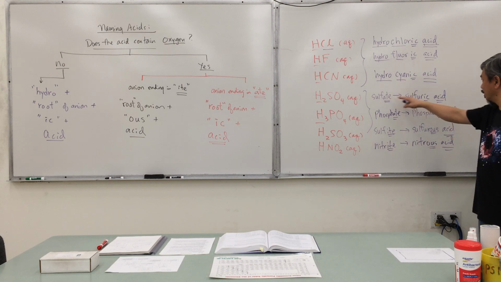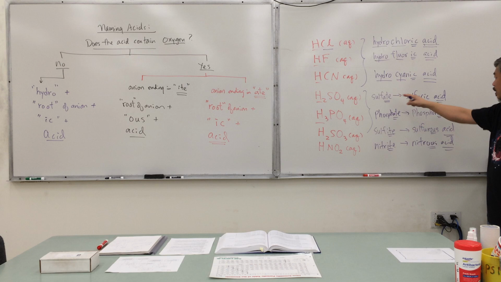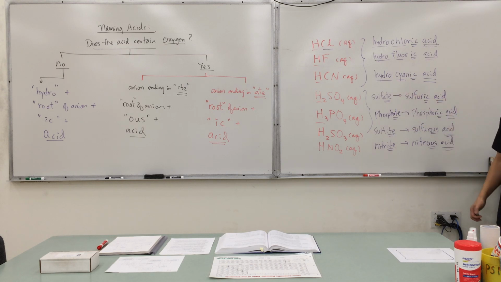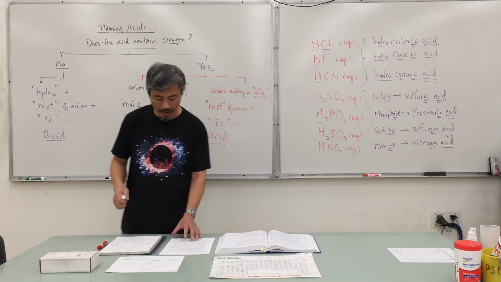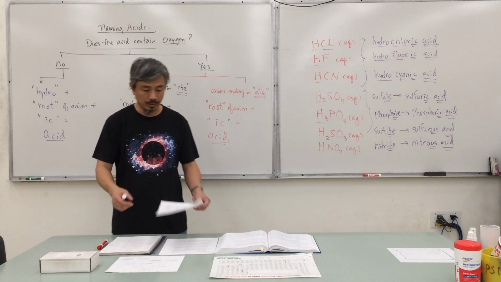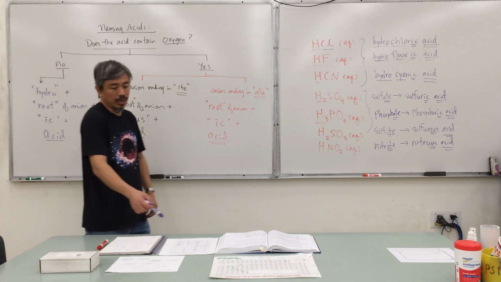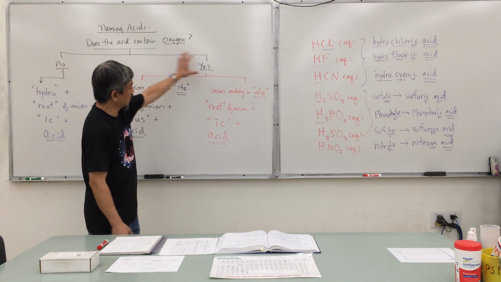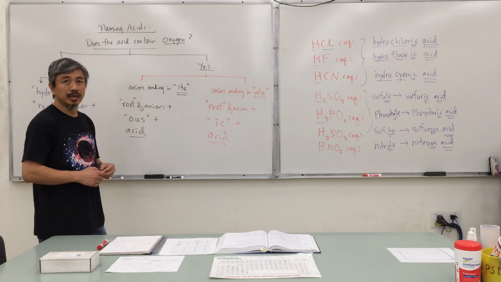So ATE goes to IC, ITE goes to OUS. So it's an ATE to IC type of change. And again, once you look at your polyatomic ion list here, you can then use that to decide which of these cases you have. Most of the time when you have the polyatomic ions, it will be either one of these, the ITE or the ATE ending. Any questions?